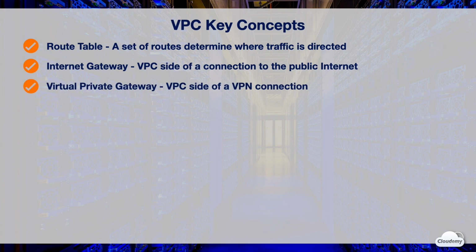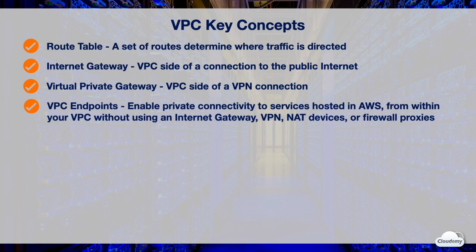Virtual Private Gateway is the VPC side of a VPN connection between your corporate data center and AWS using an AWS site-to-site VPN connection. VPC Endpoints enables private connectivity to services hosted in AWS from within your VPC without using an internet gateway, VPN, or NAT devices. Instances in your VPC do not require public IP addresses to communicate with resources in the service. Traffic between your VPC and the other service does not leave the Amazon network.